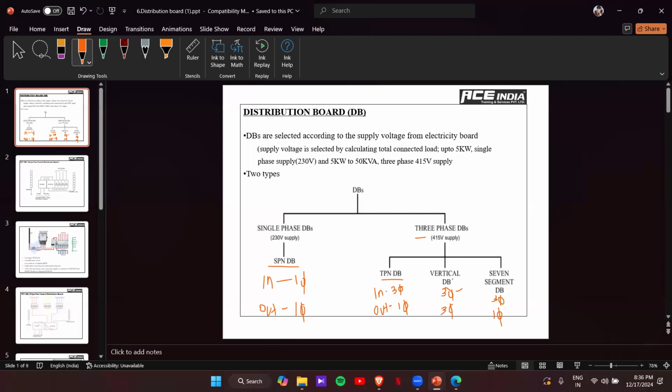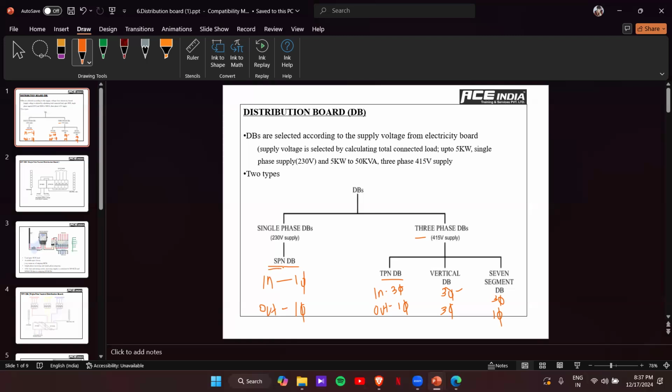And vertical DB, you can see, has three phase incoming and three phase outgoing. So where we have a lot of three phase equipment, connections, motors, pumps, for those connections we'll be using vertical DB. For residential you can also use the vertical DB, but it will be costly. Then finally we have 7-segment, similar to our TPN itself: three phase incoming and single phase outgoing. So these are the main outlines of the distribution boards. Let's see them one by one.